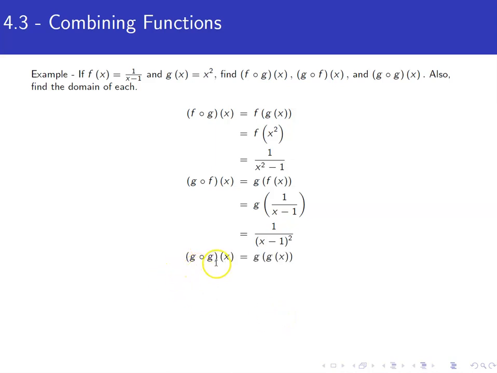We can also compose a function with itself. That's what g composed with g of x is. That's g of g of x. G of x is equal to x squared. This notation again means plug in x squared where I see x, so I get x squared quantity squared, or x to the 4th.